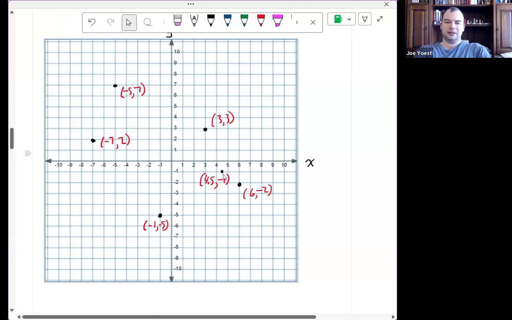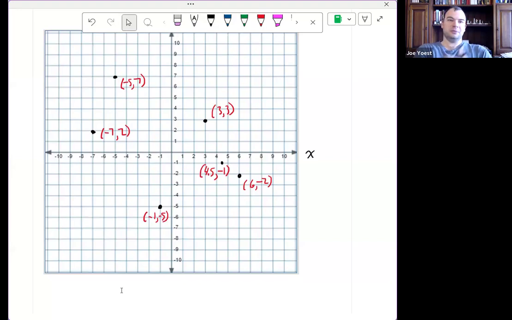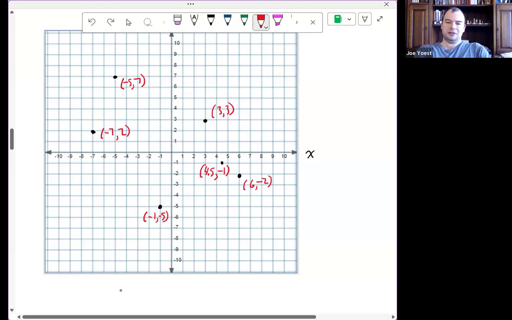This 4.5 comma -1, pretty clearly that x value is not 4 and not 5. It looks like it's about right in between them. Could it be 4.47 or something like that? Yeah, maybe, but it's going to be pretty close to 4.5. So there's always a bit of a question here about tolerance. How much error are we willing to tolerate in our plotting of points or in our interpretation of points that have been plotted? That's dependent typically on the scale that's given, as well as the general context.